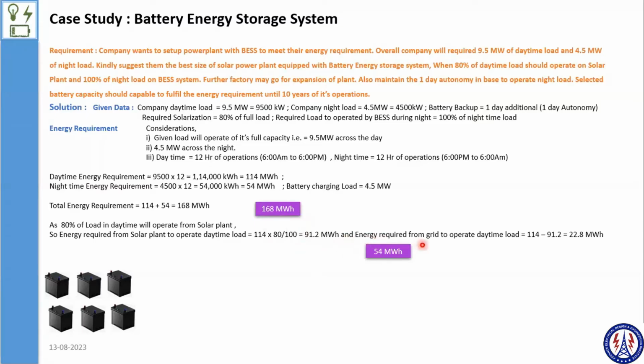And the energy required from the grid to operate the daytime load would be 22 megawatt hour. That would be coming from the grid. Once you reach your energy requirement, step on to your battery calculations.